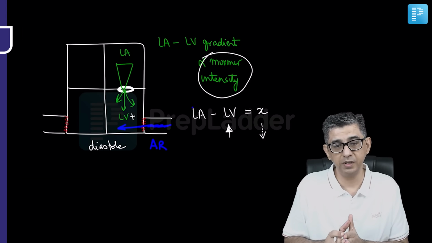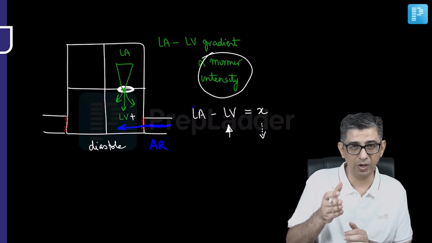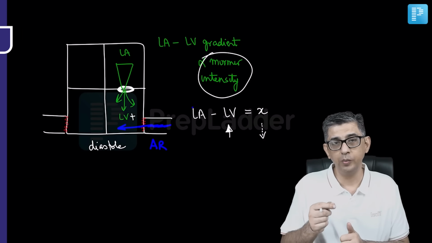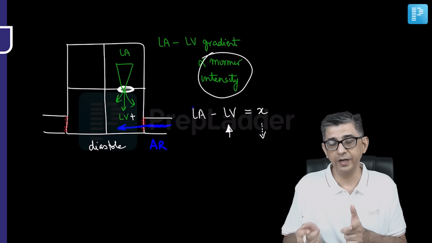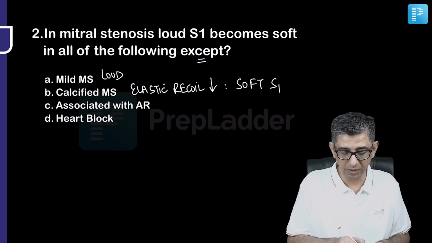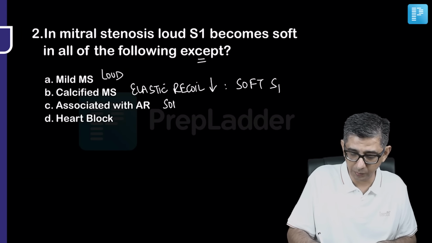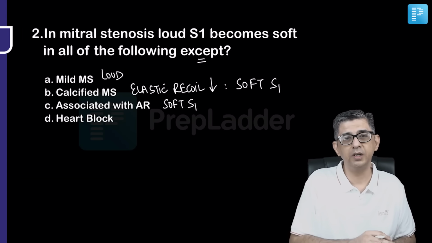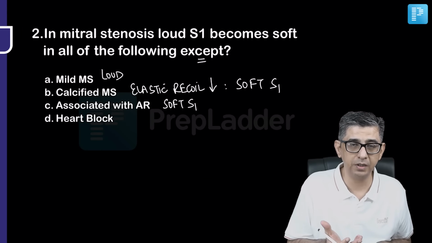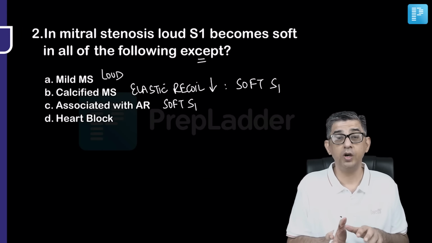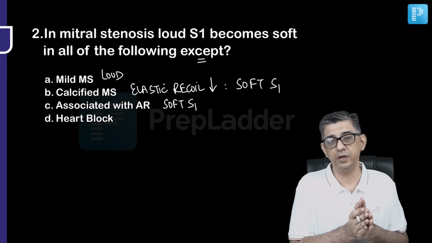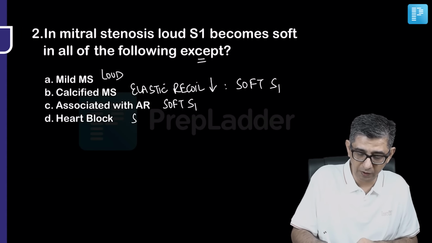I repeat the fact once again, if a mitral stenosis patient is also having a concomitant aortic regurgitation, due to the increase in the pressure of the left ventricle, the gradient between the LA and LV will reduce, and this is going to result in once again a soft S1 in the patient. Well, the logic for the last option, that is heart block, is that whenever there's a heart block present, there would be a bradycardia. When you have a tachycardia, you always have a loud S1, but when you have the opposite of it, that is bradycardia, you would be having a soft S1.